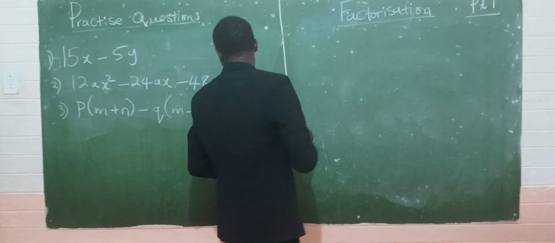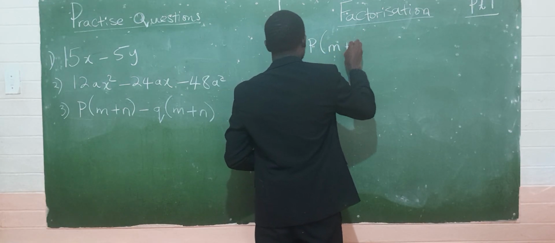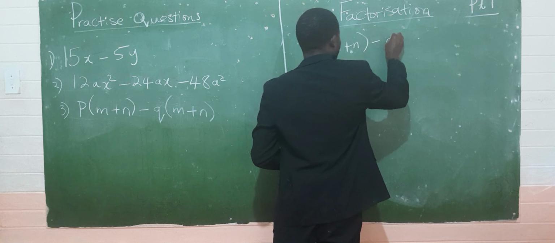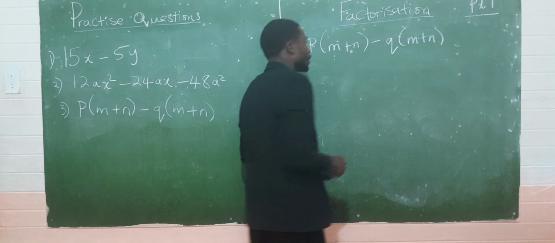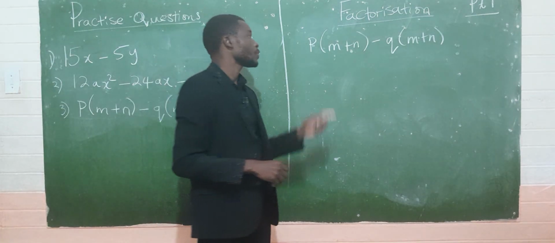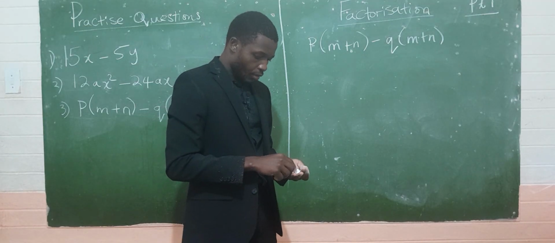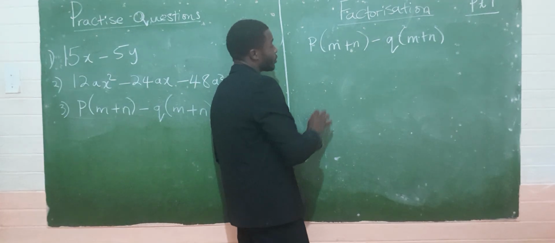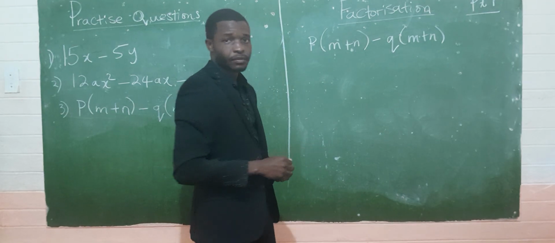Okay, next question. With p(m + n) minus q(m + n), our assignment is still the same. We are to factorize this expression. Well, first things first, what is the highest common factor of these two terms that I have in this expression?